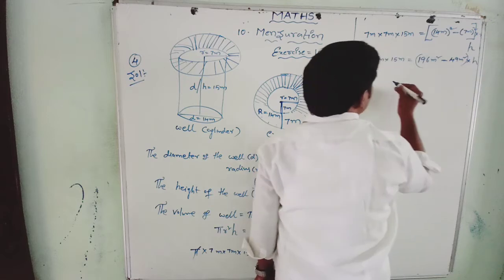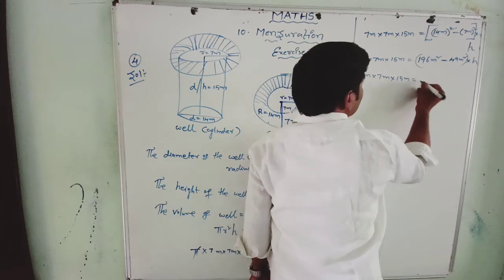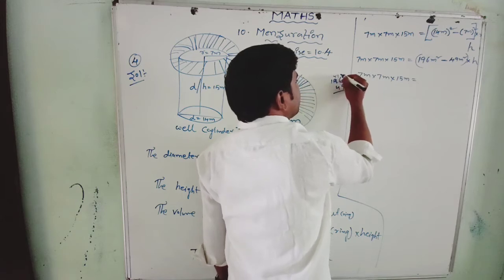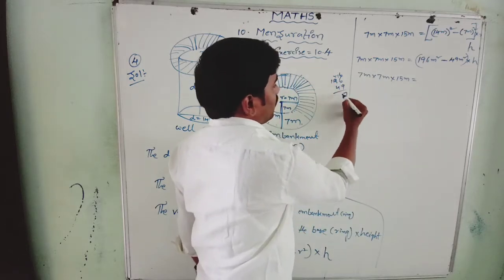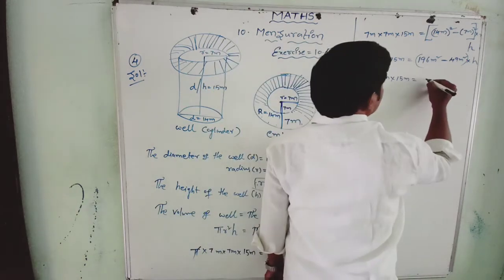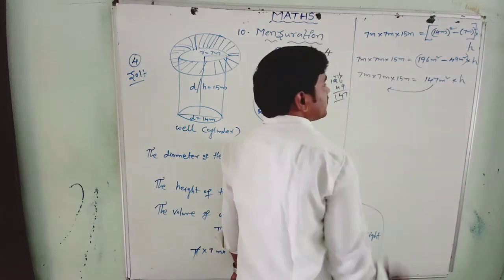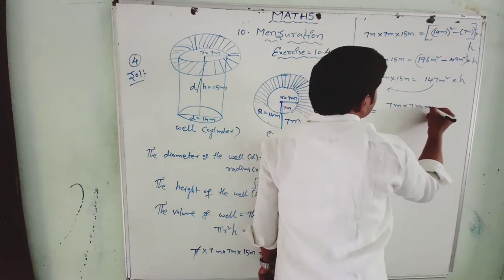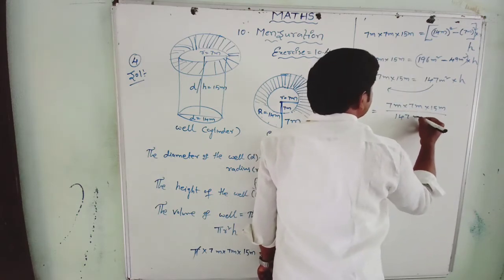Let us subtract this both now. 7 meters into 15 meters equal 196 minus 49. It is 8 and 15, 16. So here it is 7 and 8 minus 4 is 4 and 147. So it is 147 meter square into h. This 147 meter square will transfer this side. So h equal to 7 meters into 15 meters by 147 meters square.